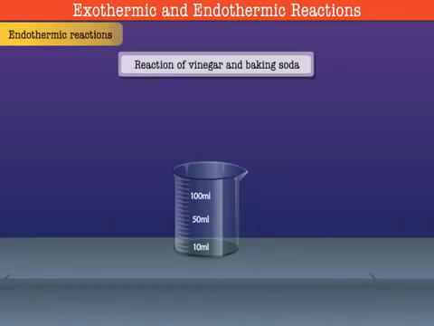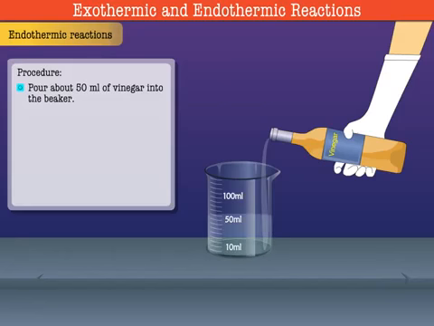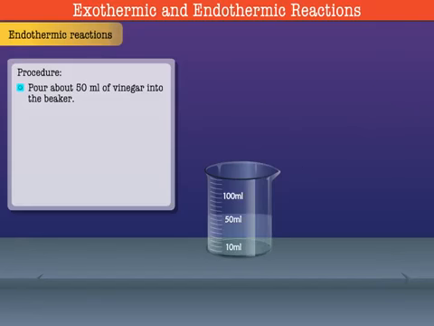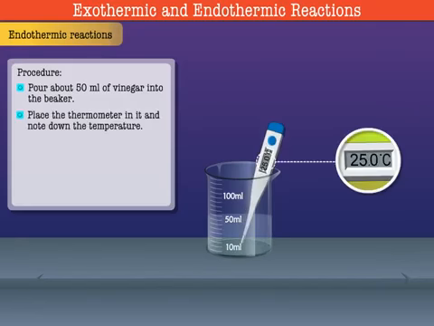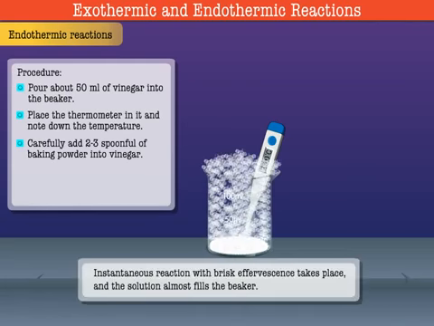Let us understand another reaction where there is absorption of heat. Pour about 50 ml of vinegar into a beaker. Place a thermometer in it and note down the temperature. Now carefully add 2 or 3 spoonsful of baking powder into vinegar. Instantaneous reaction with brisk effervescence takes place and the solution almost fills the beaker.